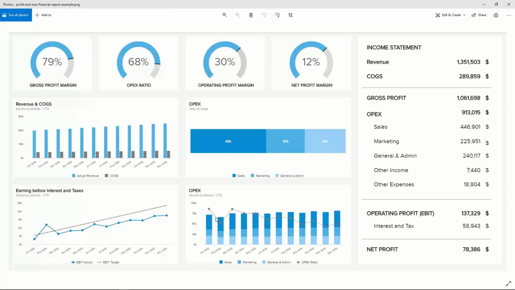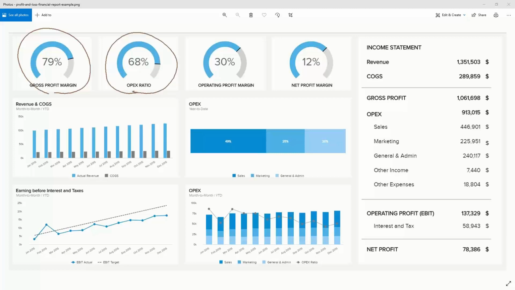They are showing you that the gross profit margin of the company is 79%. The operating profit margin ratio is 68%, 30%, and 12%. So the results are shown in a more visual form. That is the best thing data analytics do. Data analytics study the financial statements of the company, and then the results are presented in a dashboard, which is more visual, more graphical.